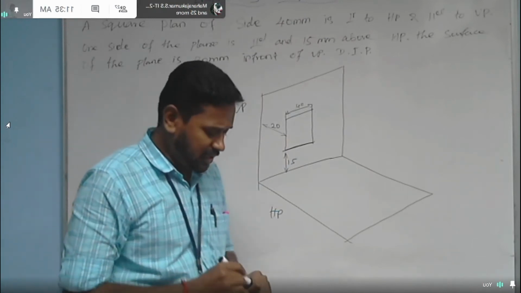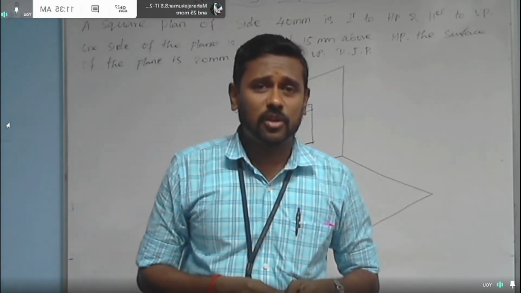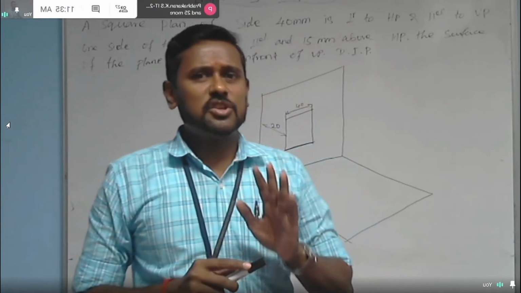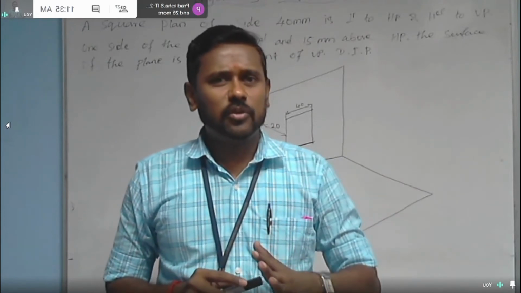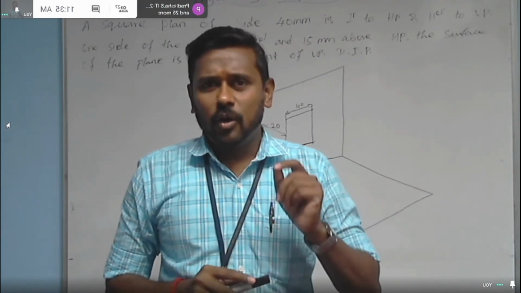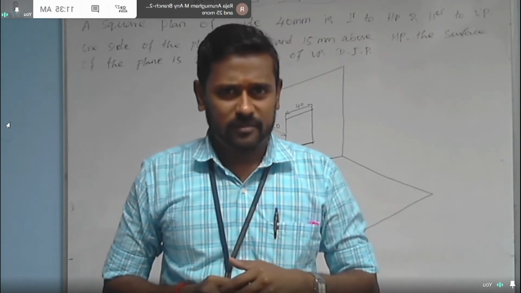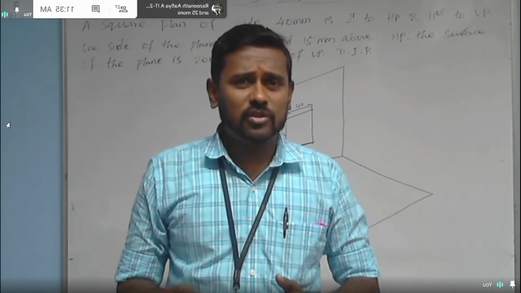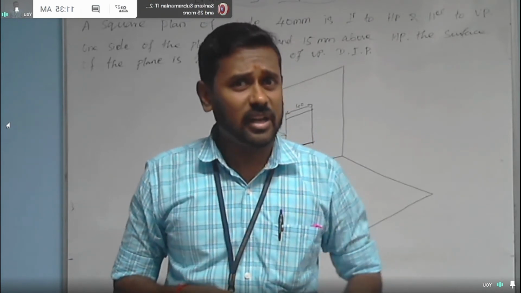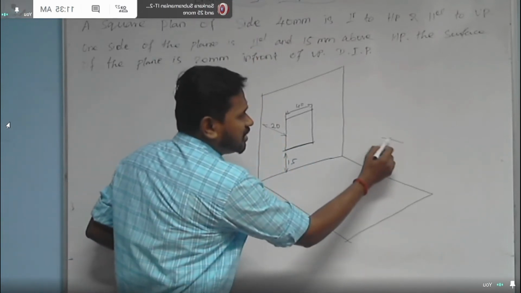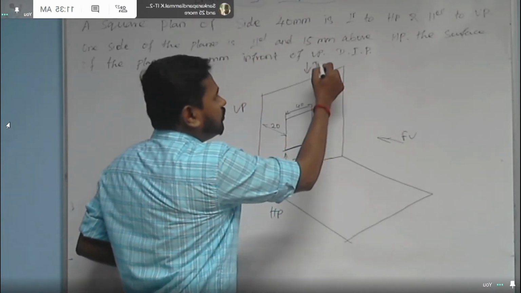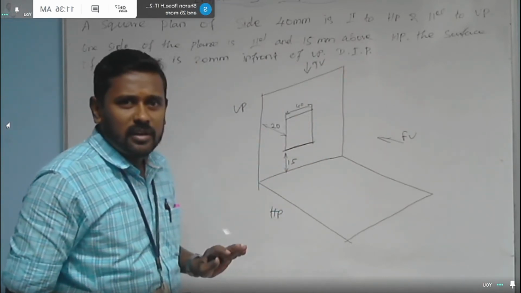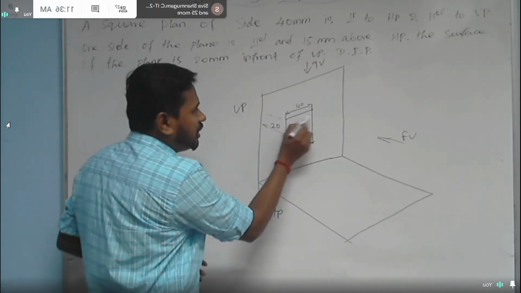Before drawing it with the rules and regulations of orthographic projection, I have a logical question for you. In which view, whether in front view or in top view, can you get the original shape of the square? Definitely in one view only you can say it's a square. In the other view, this would be a straight line only. Definitely in the front view.